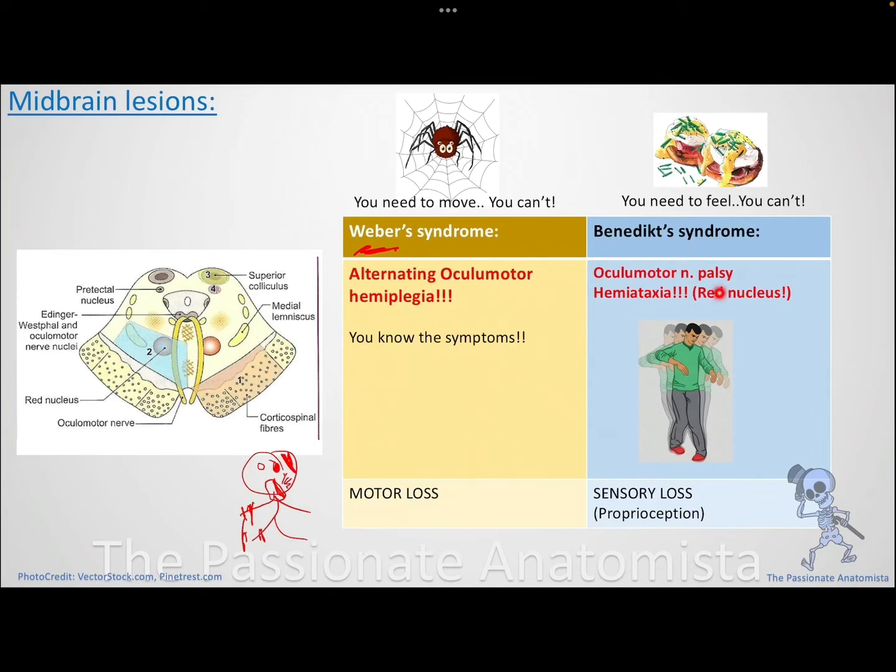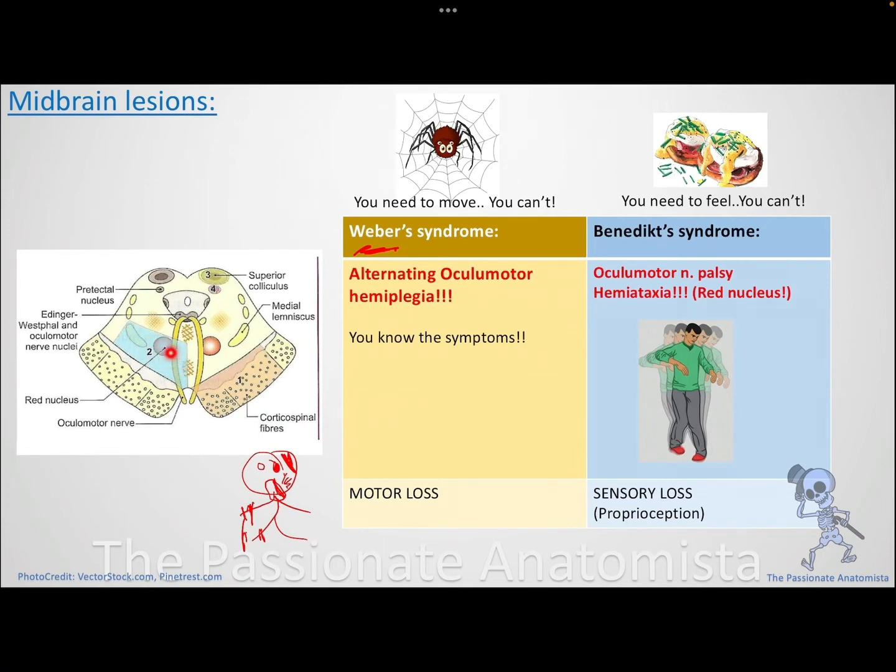And the other syndrome is Benedict syndrome. Because I like Eggs Benedict, this is how you remember it. If you like Eggs Benedict like I do, you cannot resist, because Eggs Benedict is so nice, so that you will get hemiataxia, problems with the red nucleus, and sensory loss. Everything is going to affect your feelings because you saw the Eggs Benedict that I like, and of course you like it, right?